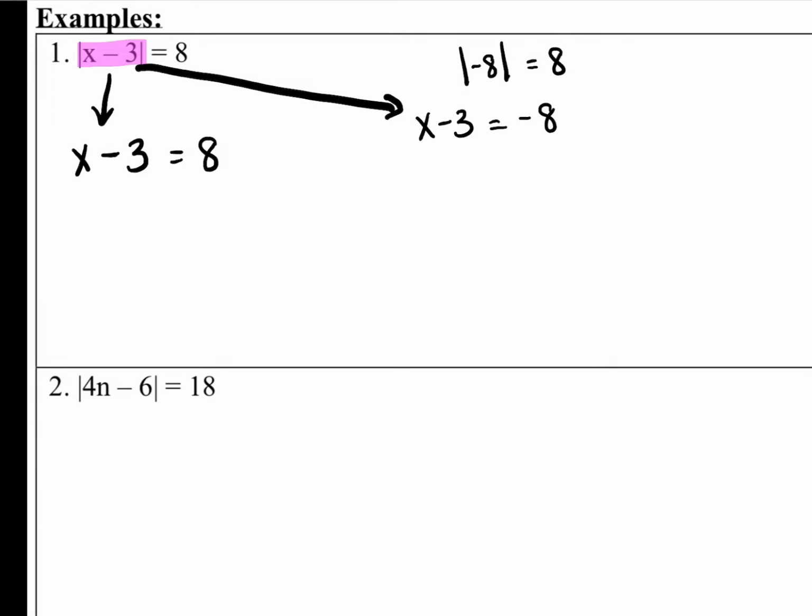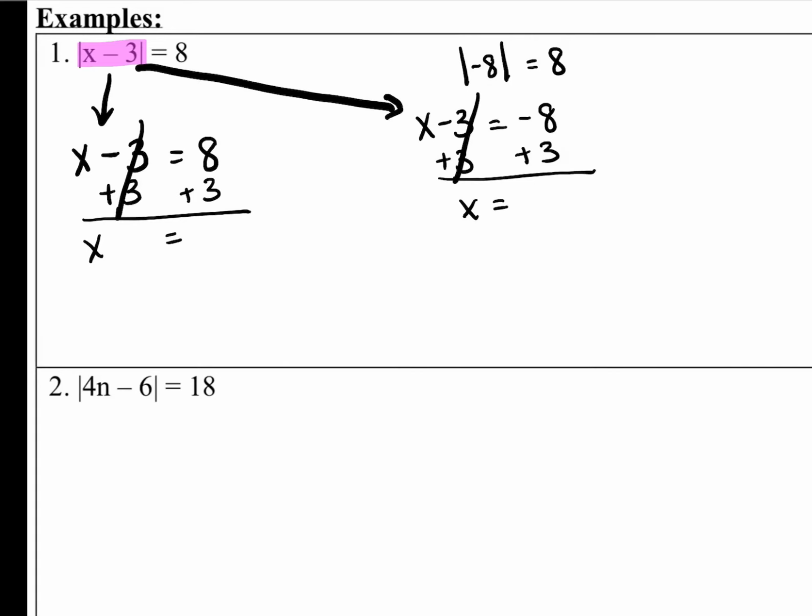Now what we just have is a linear equation, and we're going to solve for a variable, solve for x. Here we see subtraction, so the inverse of subtraction is addition. We're going to add 3 to both sides. Now it's the same for both equations, so I'm just going to repeat this process alongside. Negative 3 plus 3 gives us 0, so we're just left with x equals. With our first equation, 8 plus 3 gives us 11, and our second equation, negative 8 plus 3 gives us negative 5. So these are our two answers.